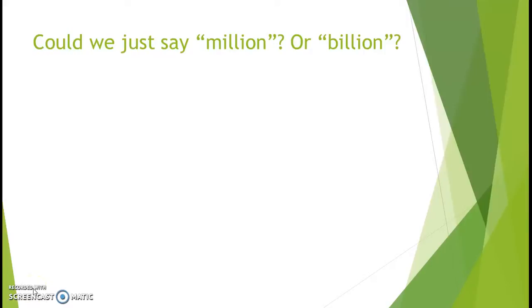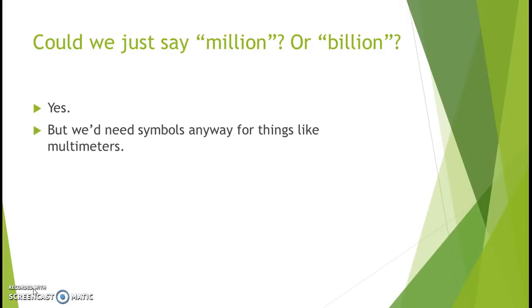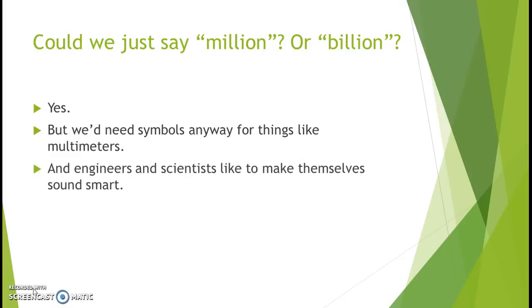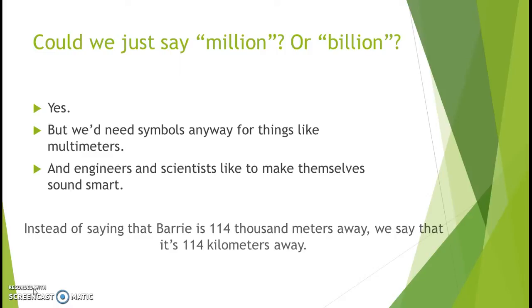Now you might argue, couldn't we just say million or billion in front of these units? And the answer is, of course, yes. But we'd have to come up with some kind of symbol because we can't write words like that on things like the output from multimeters. And it's not very concise. But maybe just as importantly, engineers and scientists like to make themselves sound smart, so they can't use something that the average person can easily understand. So instead of saying that Barry's 114,000 meters away, we decide we want to say it's 114 kilometers away.